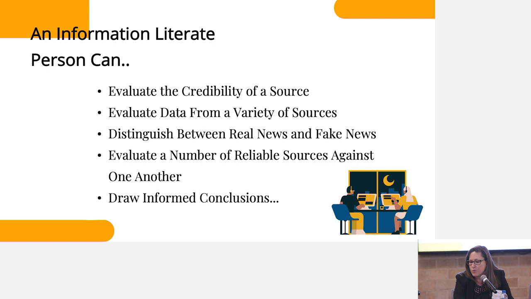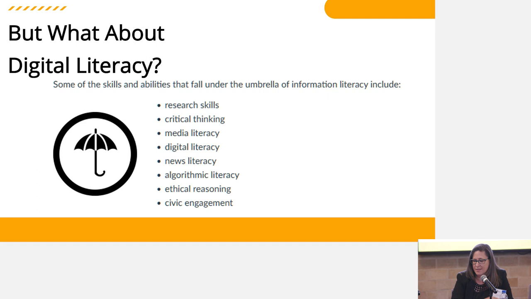While these are only a sample of the skills incorporated in the teaching of information literacy, if we were all to master those, we would be better scholars, consumer researchers, and be more savvy in the area of civic engagement. But what of digital literacy, or perhaps media literacy? These phrases have become more popular as our technological world has expanded. In fact, listed on this slide are a number of skills and abilities, including digital and media literacy, that fall under the umbrella of information literacy.